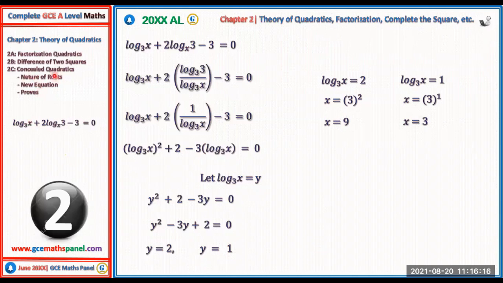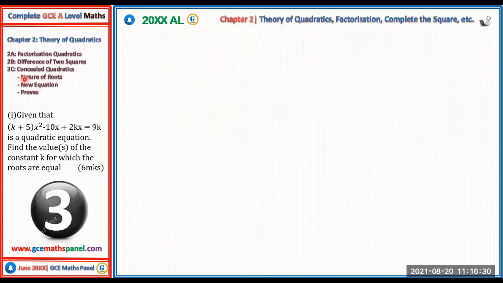Yes, sir. The next part will be looking at nature of roots. In the last class, we tried to crash nature of roots a bit, and I got complaints that we were a bit fast. And so we'll look at it again today, and I think that you understand them better. So nature of roots. I'll start by taking this example. This is one past question. We are given this quadratic: (k + 5)x squared minus 10x plus 2kx equals 9k. Find the values of the constant k for which the roots are equal.